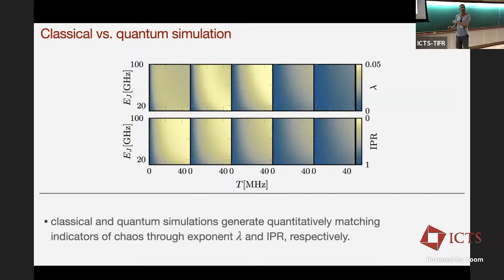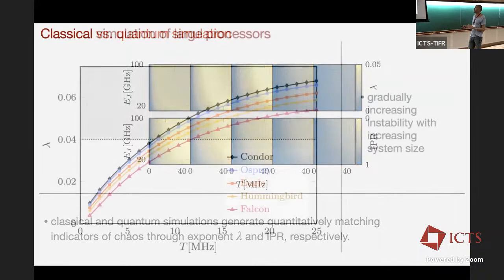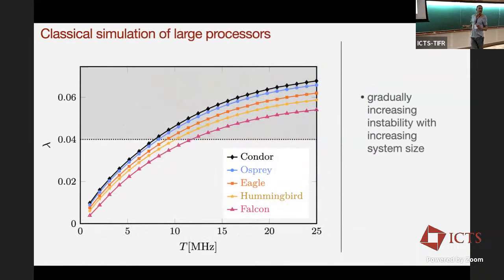So solving a first order differential equation, that's much easier than doing quantum simulation. And that's what we did. We computed Lyapunov exponents for realistic processor sizes. And what you see here is that it's getting mildly worse. So if you go to larger processors, the Lyapunov exponents grow. You definitely don't want to be here. You have to be down here.